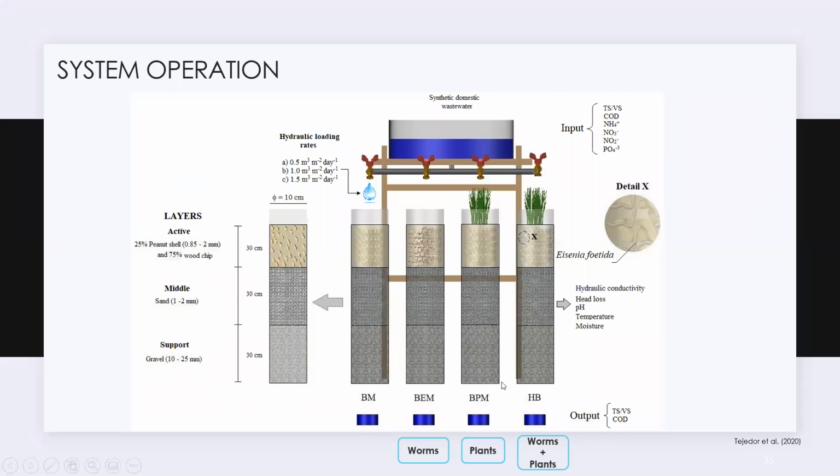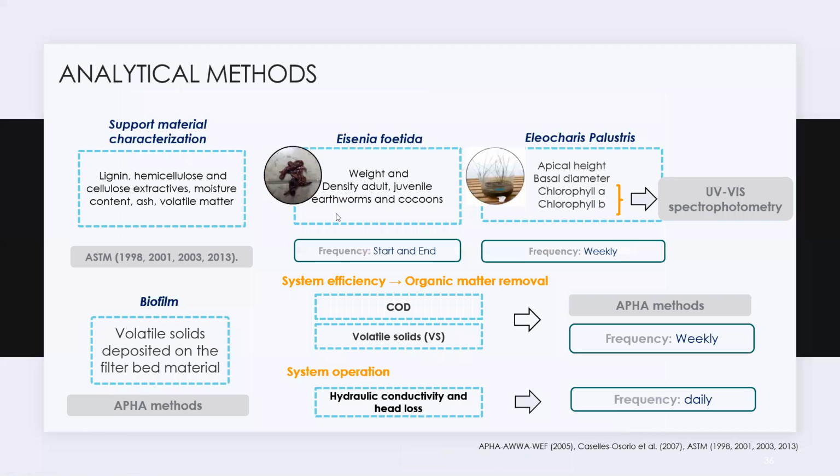Basically, we will measure the amount of solids that you will be able to remove in these filters, and also the COD, the chemical oxygen demand that you can have here. This chemical oxygen demand basically gives you an idea of the amount of organic matter that you have. So we characterized the lignocellulosic materials. We characterized what will happen with the worms and with the plants.